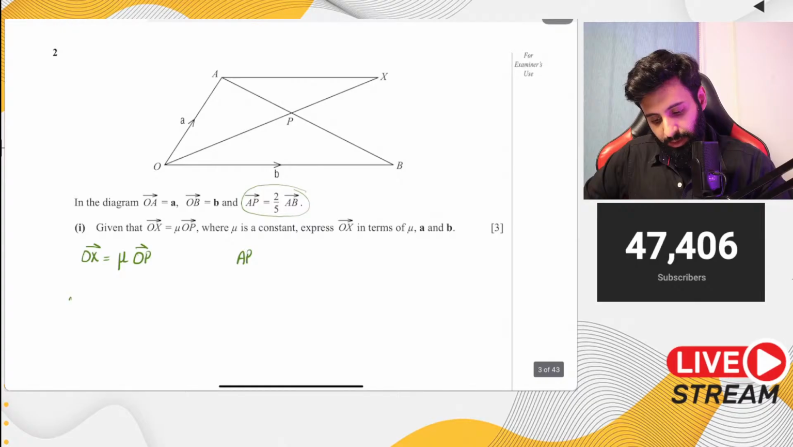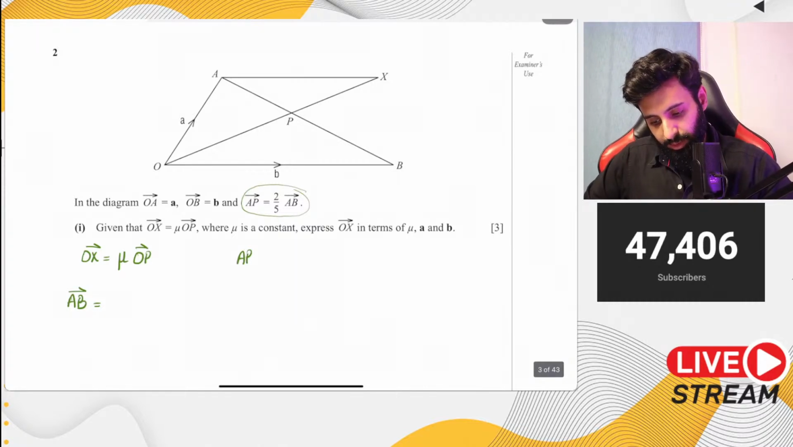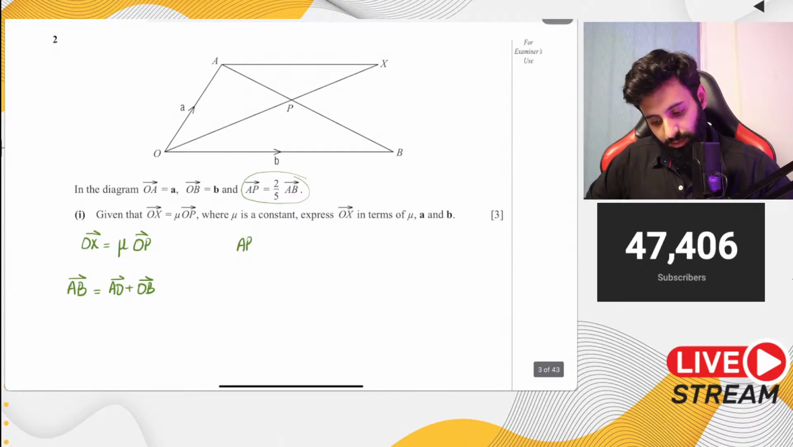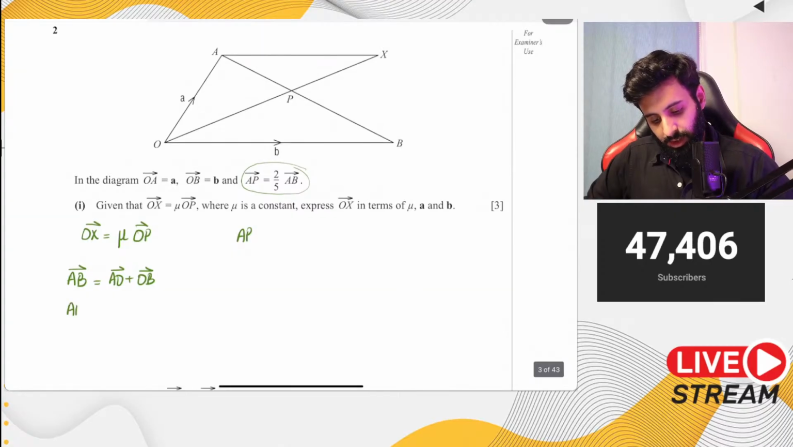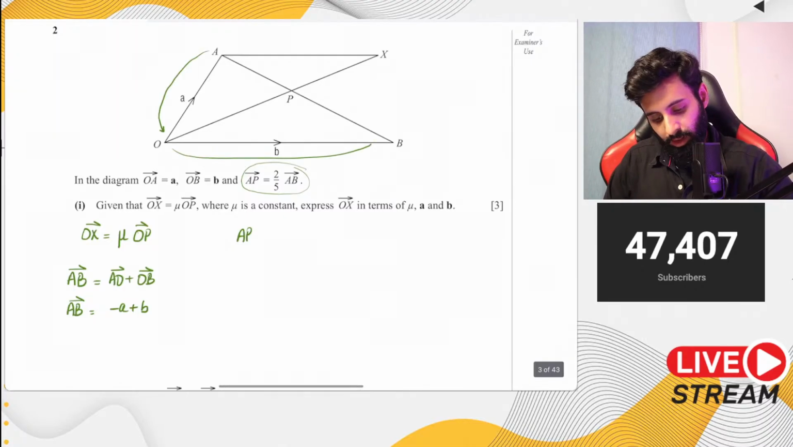So first of all, let's work out AB. Okay, before we do anything else, let's work out AB. Okay, now how can I work out AB? Here's what I can do: AO plus OB. So doing AO plus OB will give me what? Will give me AB. Okay, so let's do that. AB is equals to what? AB is equals to minus A plus B. Okay, why minus A? Because we're coming in the opposite direction. Minus A plus B. Okay.